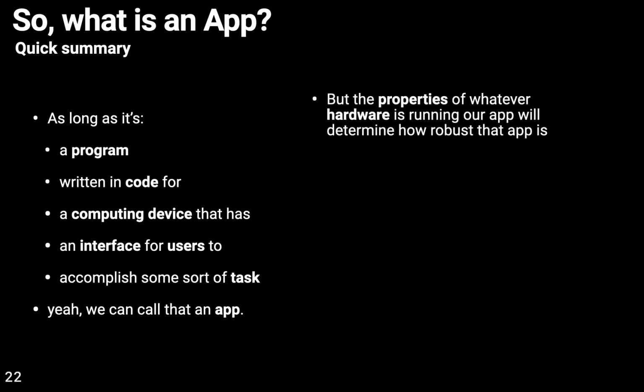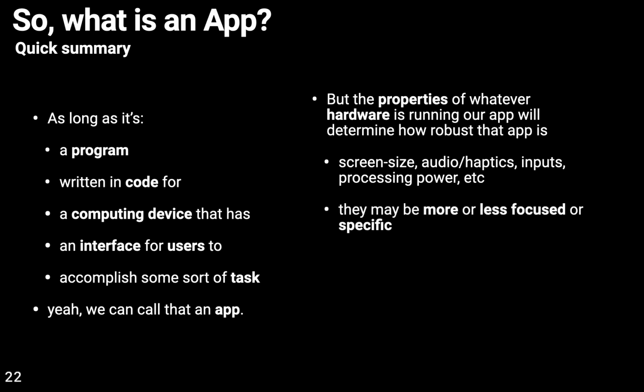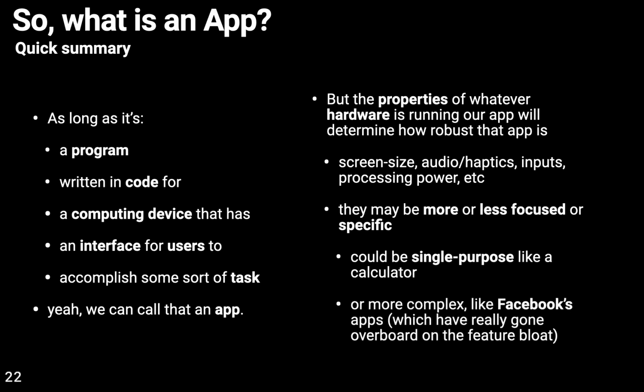But we should also consider that the properties of whatever hardware or platform we're trying to run the app on will determine a lot of the features of that app, right? You have to think about the screen size. Is there audio or haptics available? What are the inputs available? What's the processing power? And they might be more or less focused on specific tasks, right? So they could be single purpose like a calculator, or they could be more complex like, for instance, Facebook's apps, which honestly have gone overboard with the feature bloat. They're just always trying to sell you something, aren't they? So, yeah, this is the quick summary of what we mean by app.